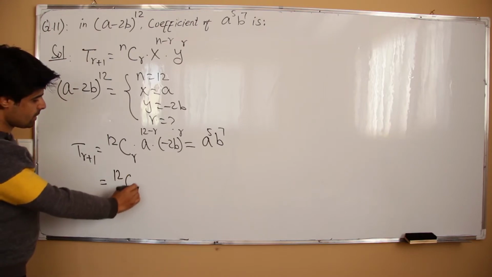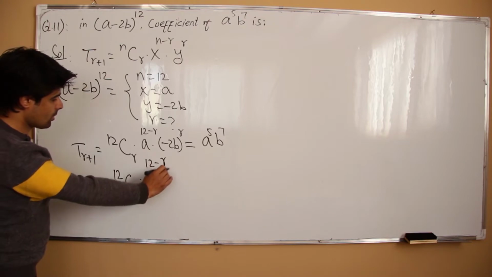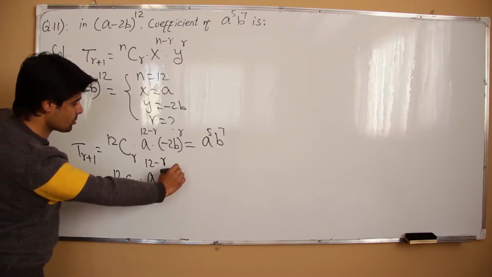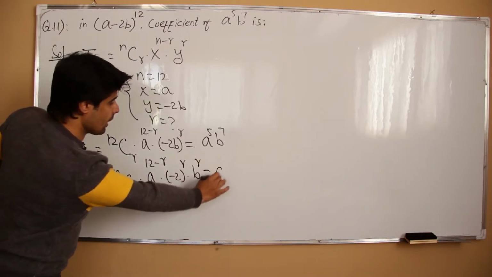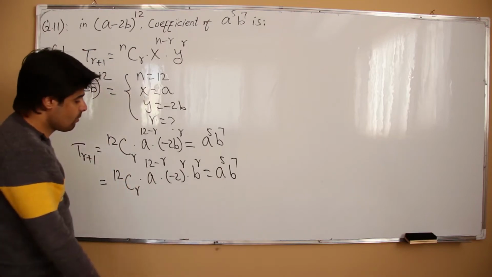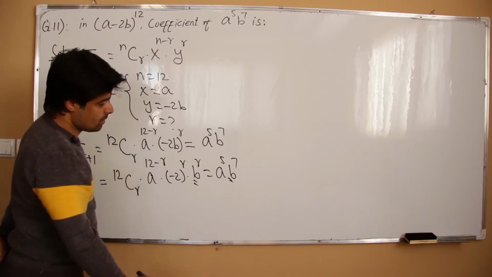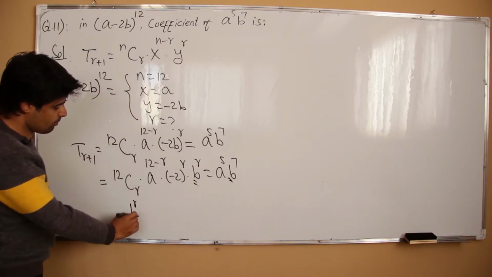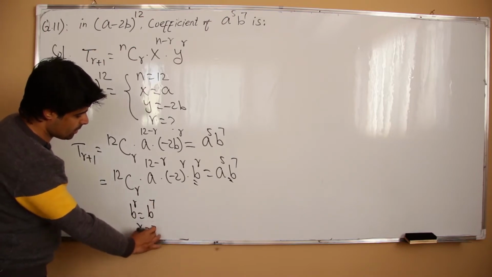12 C r is equal to a to the power 12 minus r. This r belongs to minus 2 and b. I mean minus 2 raised to the power r and b raised to the power r. A to the power 5, b to the power what? 7. Now what do you think? This b with this b are the same or not? Yes. Then r is 7. From b to the power r and b to the power 7, we can say that r is 7.